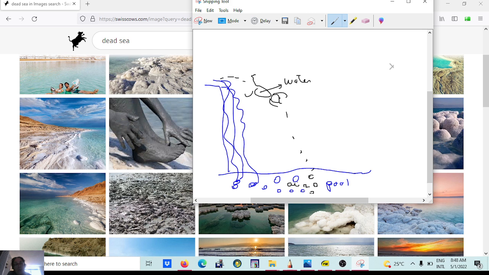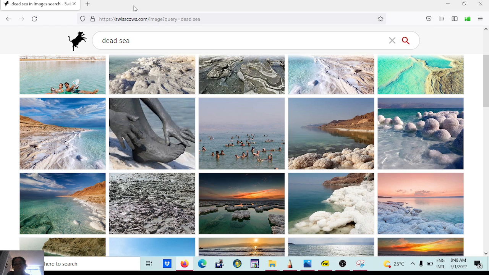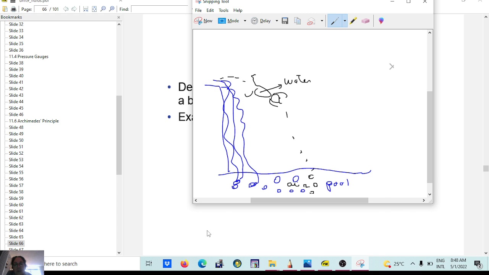So density matters. If it's salt, you're going to float. If it's a lot of bubbles, you will sink, and no one can save you, unless someone takes you out. Okay, so that's for the story.